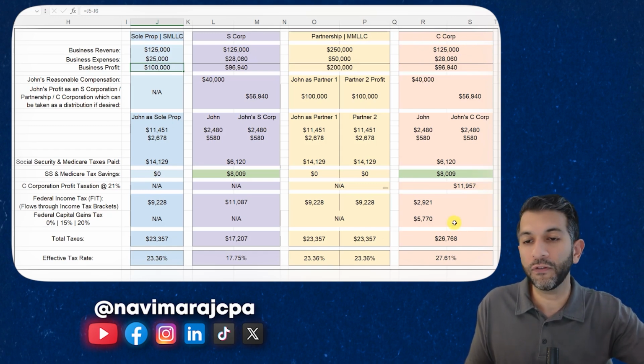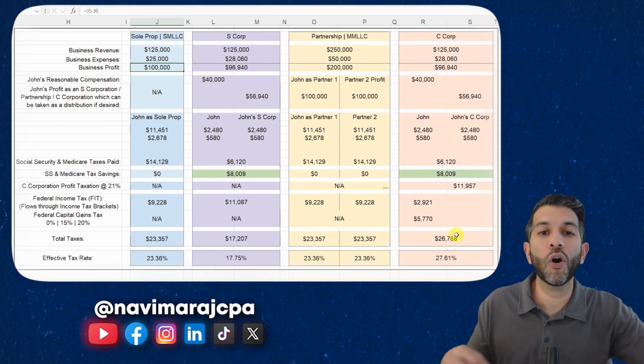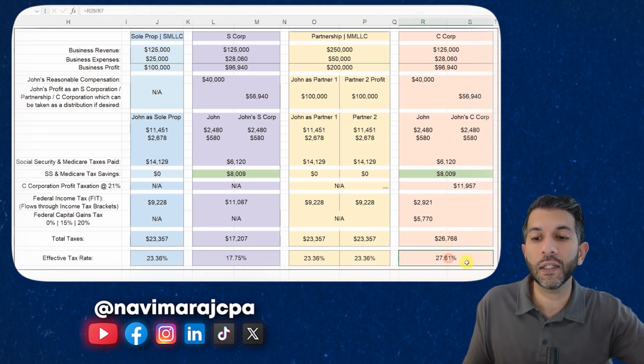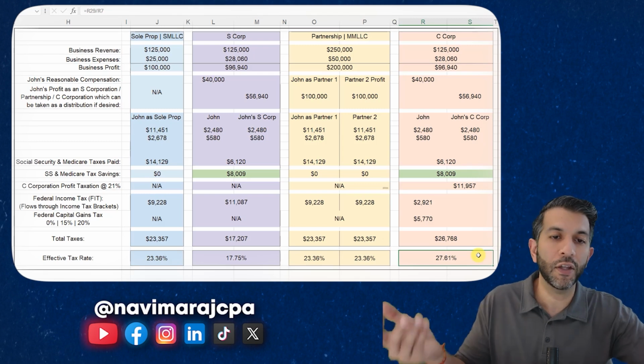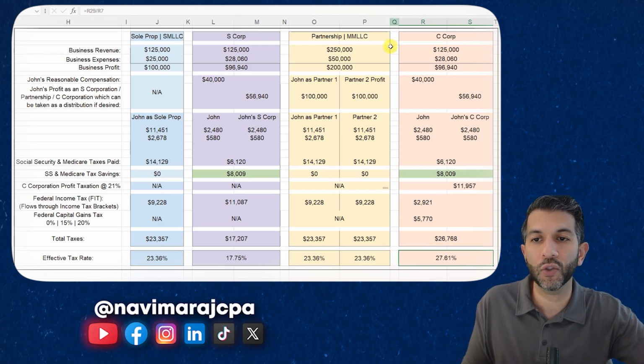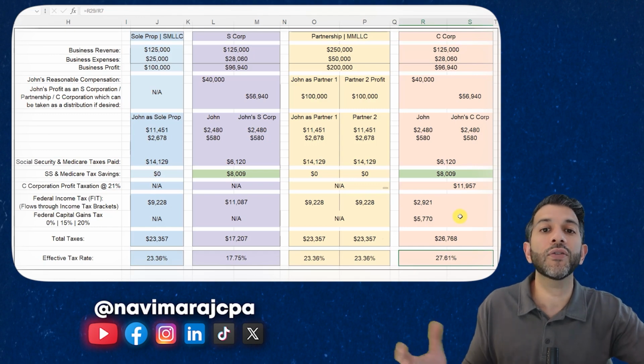If your business profit, there's no hard and fast rule. It's a case-by-case scenario. But unless you're going to be utilizing or leveraging some of these tax-free fringe benefits, such as a HRA, that's a health reimbursement arrangement, and some of the other tax-free benefits, I don't really think it's worth going this route. But there's a place for it.